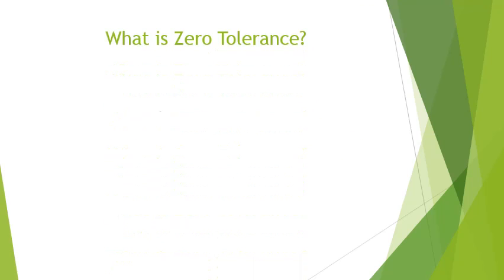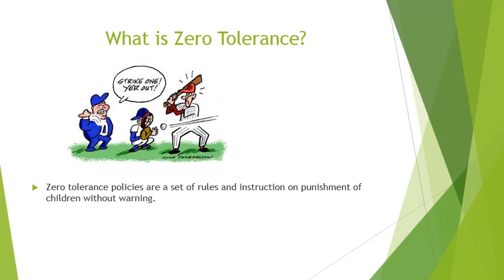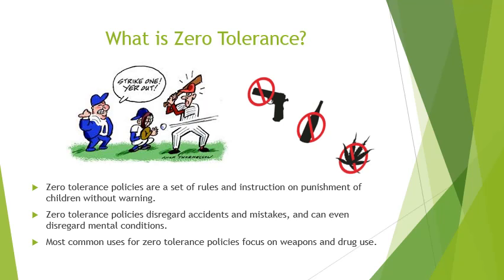Zero tolerance is a behavior management system that is utilized in schools across the country and is especially used in situations where a weapon was involved. Zero tolerance policies are a set of rules and instruction on punishment of children without warning. Zero tolerance policies disregard accidents and mistakes and can even disregard mental conditions. Most common uses for zero tolerance policies focus on weapons and drug use.